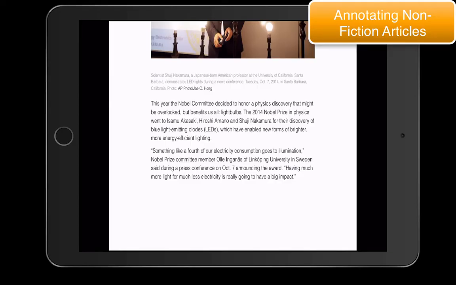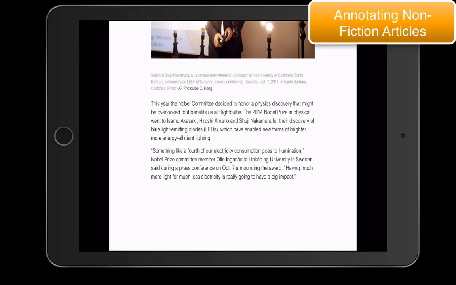Okay, so this year the Nobel Prize Committee decided to honor a physics discovery that might be overlooked, but benefits us all: light bulbs. The 2014 Nobel Prize in Physics went to Isamu Akasaki, Hiroshi Amano, and Shuji Nakamura for their discovery of blue light emitting diodes.